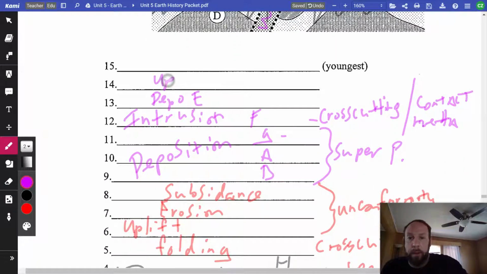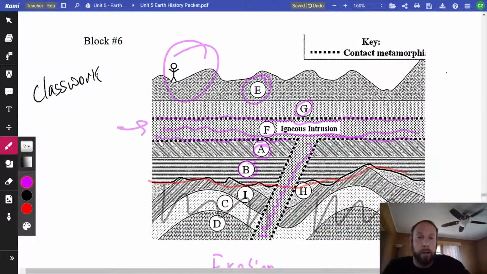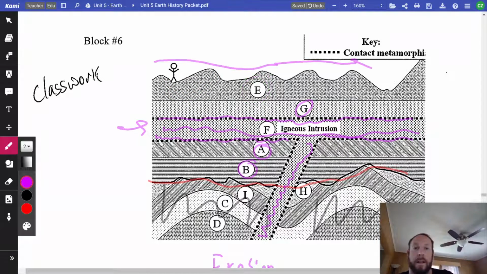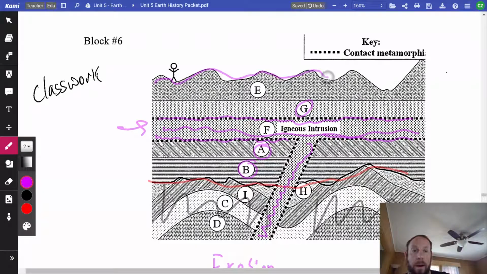So we'd say uplift, erosion. Now, some of you might be thinking, is this the start of another unconformity? Certainly could be. If there was subsidence after layer E, what you would find is the layer above it would have a nice horizontal surface that would be filled in, and that would be an unconformity. But we don't have that here. We are at the surface. There is an erosional pattern going on here, and our man or woman doesn't have any snorkel gear on.